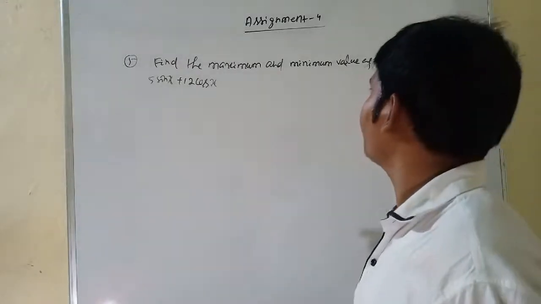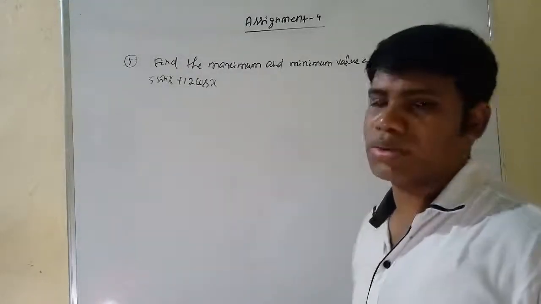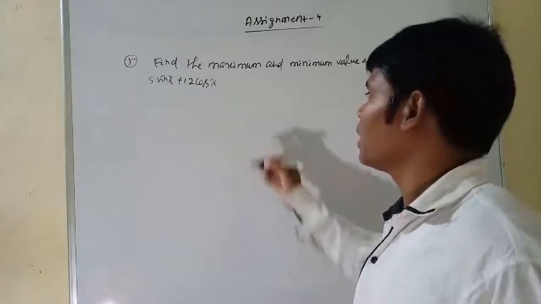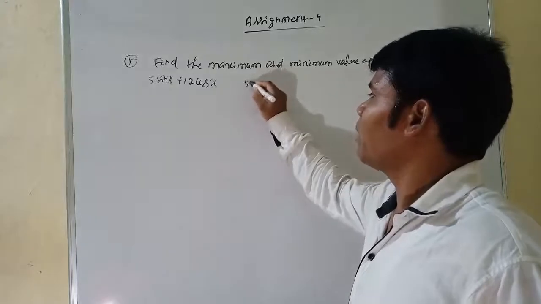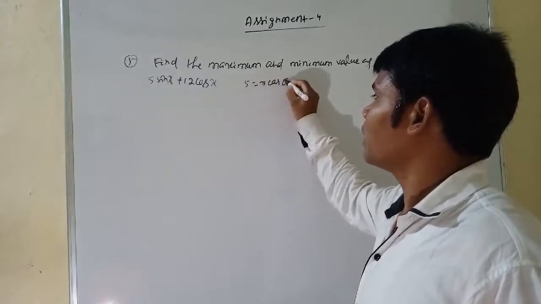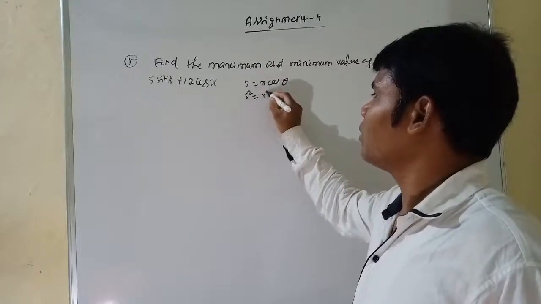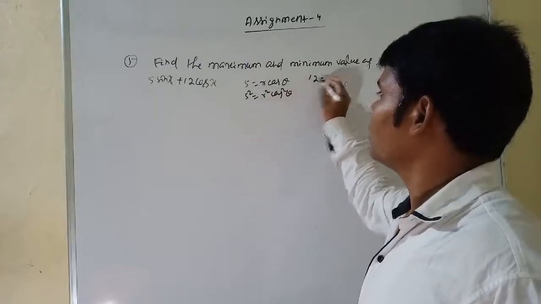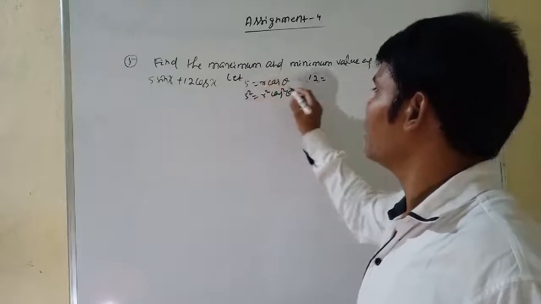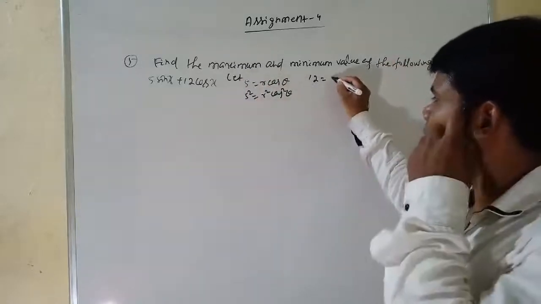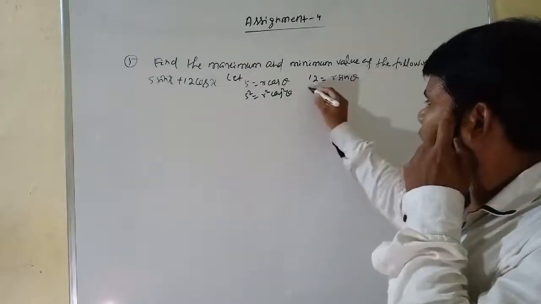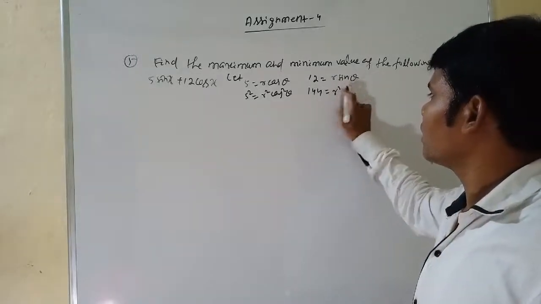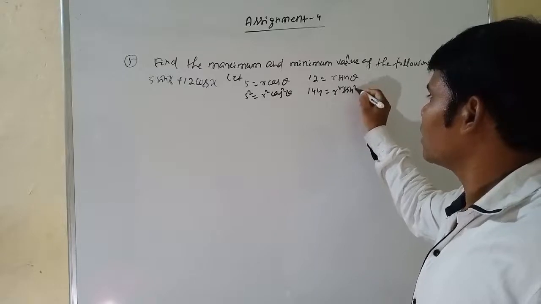Find the maximum and minimum value of the following. The question is given 5 sin x plus 12 cos x. Okay, now you take 5 is equal to r cos theta. 5 square is equal to r square cos square theta. 12 is equal to, here you see, let 12 is equal to r sin theta. 12 square, that is 144, is equal to r square sin square theta.